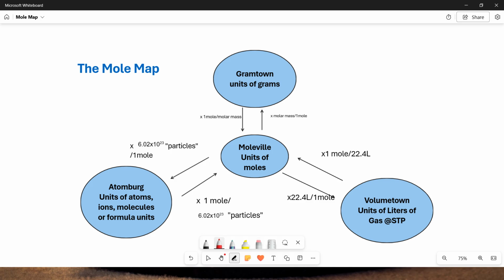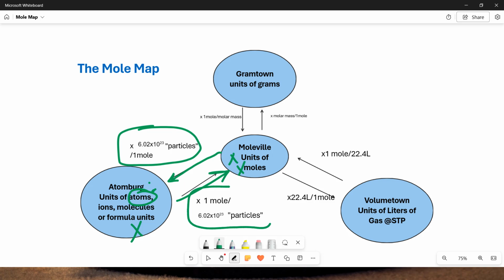I can go to other units also on this table. So for example, let's say I'm starting in Moleville and I want to calculate atoms in that mole. I'm going to multiply my given by the relationship on the down arrow, which is Avogadro's number, 6.02 times 10 to the 23rd, quote, particles, which I can pick my particles, which in this case is going to be atoms, over 1 mole. And likewise, if I'm down here in Atomberg and I want to go to Moleville, I'm going to multiply by the up arrow, which is just the reverse relationship.